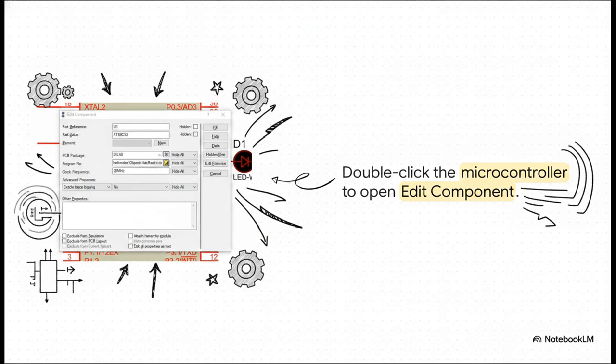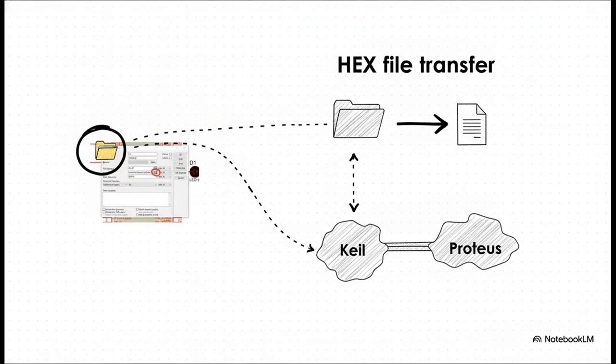This window right here is the Magic Control Center, where you tell the virtual microcontroller exactly how it ought to behave. Inside that Edit Component window, scan down until you find the field labeled Program File. See the little yellow folder icon sitting next to it?